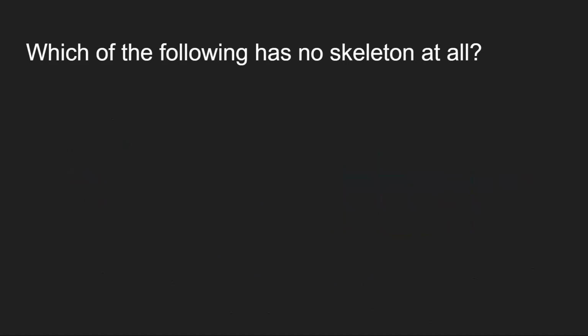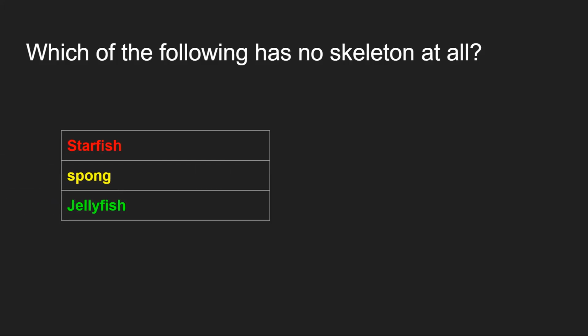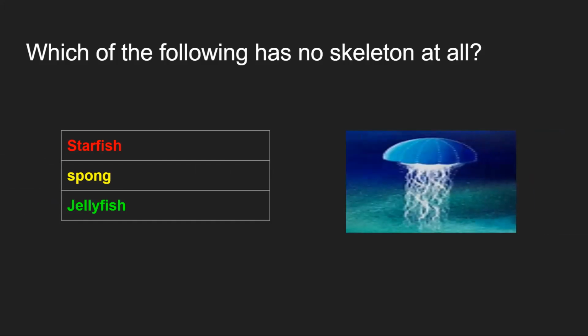Which of the following has no skeleton at all? Students, we know skeleton. Skeleton means a group of bones. In a skeleton, there are many bones, and these bones are attached to one another and give shape to the body. So which animal does not have a skeleton? Starfish, sponge, or jellyfish? Let's see. This is a jellyfish. Yes, students, this jellyfish does not have a skeleton, no bones.